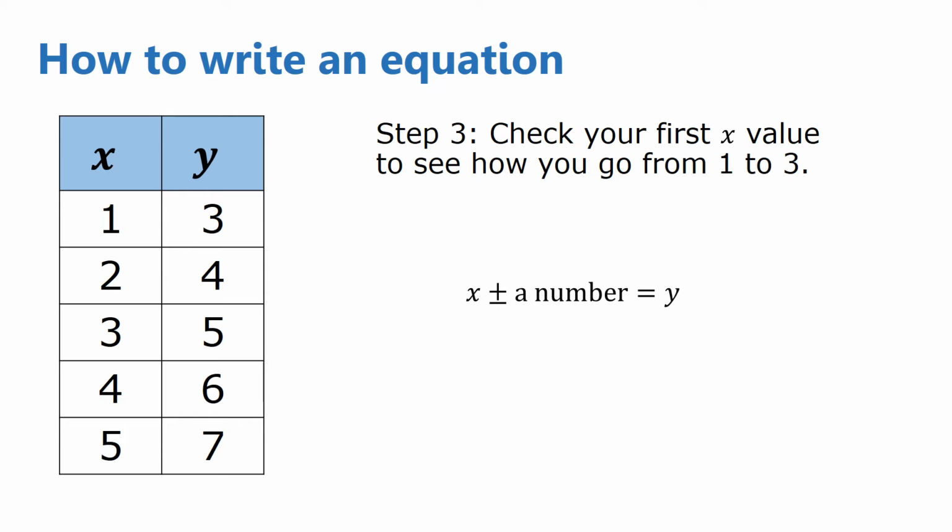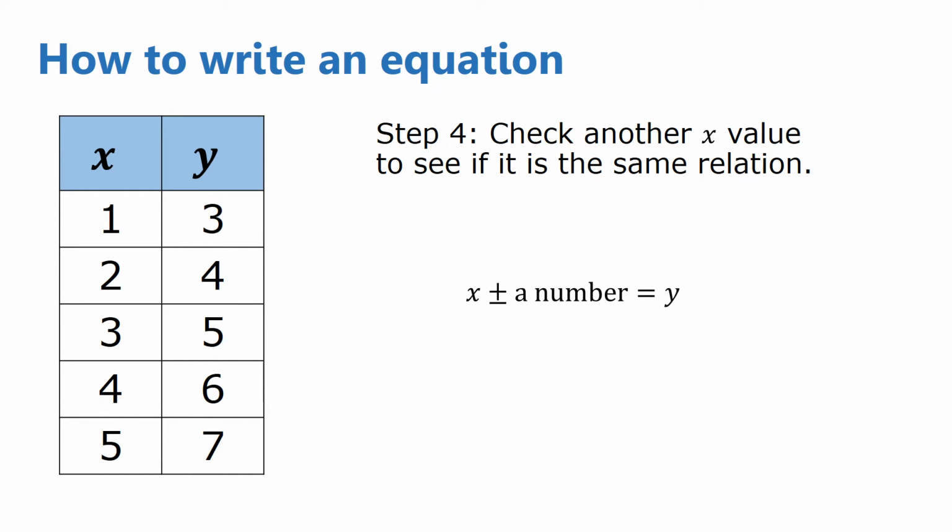Step 3. Check your first x value and see how you go from your first x value to your first y value. Here we're going from 1 to 3. So we can see that if we take our x value, 1, and we add 2, we'll get 3. Step 4. Check another x value and see if it has the same relation. If we look at our second row, we can see that 2 plus 2 equals 4. Yes, the relation holds.